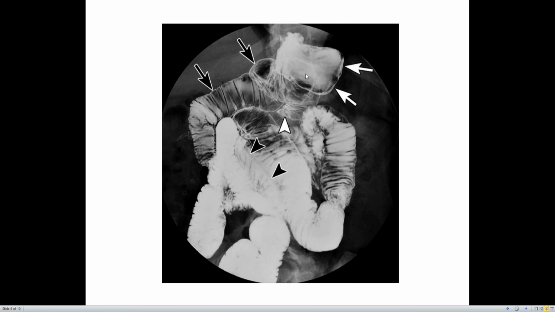The white arrows here are pointing to the gastric pouch. And then this is the roux limb here, indicated by the black arrows, and that continues on down. You can see with the contrast it'll flow normally. And then the white arrowhead here is the blind jejunal stump.